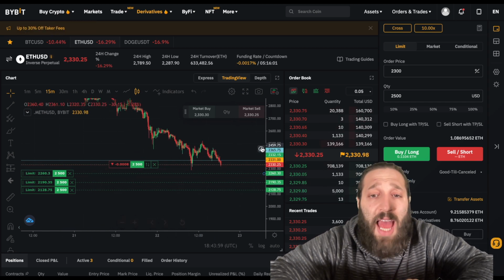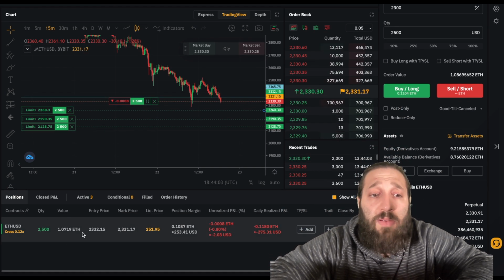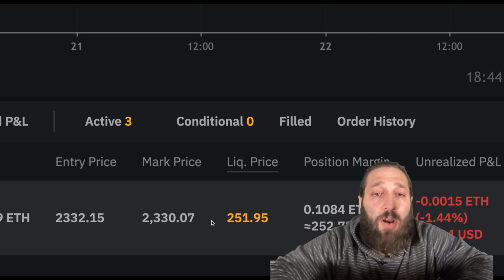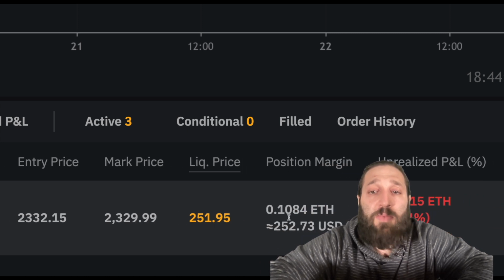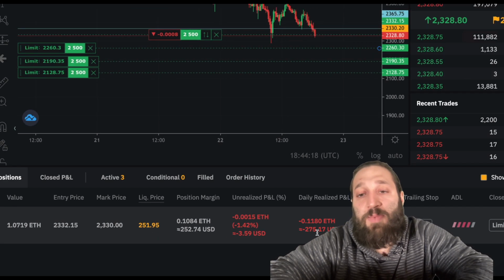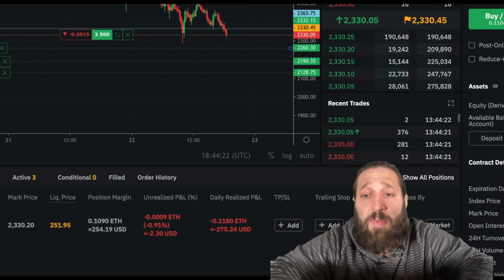So you've seen how I just added a position right here, and then you can see the total value of my long is $2,500. It shows you the value in Ethereum. It shows you the entry price, the mark price, and the liquidation, position margin, and the P&L, and then your daily realized P&L. And then this is very important, your stop loss, your trailing stop, and then the ADL.